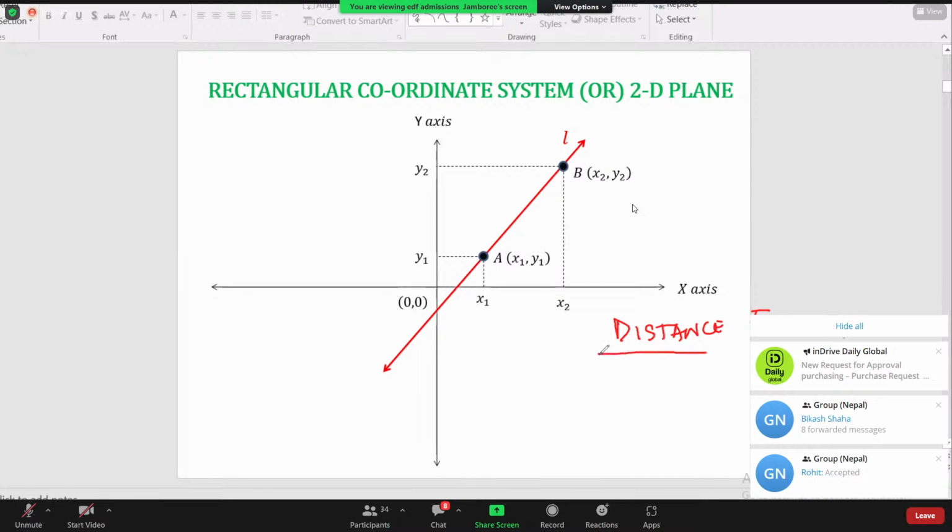The distance formula is the square root of (x2 minus x1) whole squared plus (y2 minus y1) whole squared. So it is the difference between the x coordinates squared plus the difference between the y coordinates squared, whole square root. That gives the distance between the 2 points A and B. So you can be asked what is the length of the line segment AB, or you can be asked the distance between the 2 points A and B.